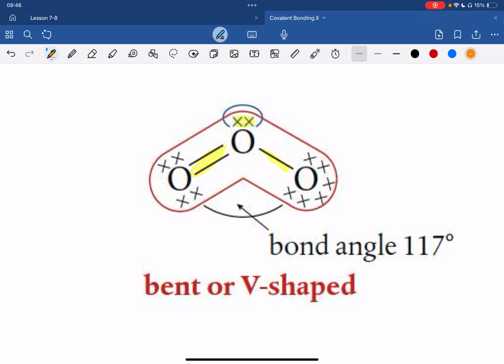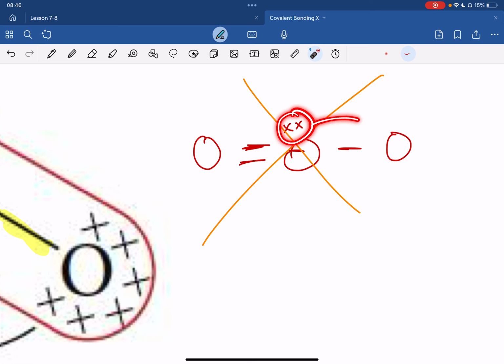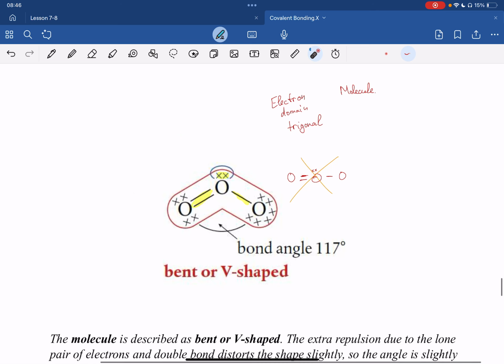So the molecule in 3D is not like that. Let me draw these ones. So it's not like that because of these. Sorry, let me erase these two non-bonding. So it's not going to be like that because of these two electrons. They are repelling these two.